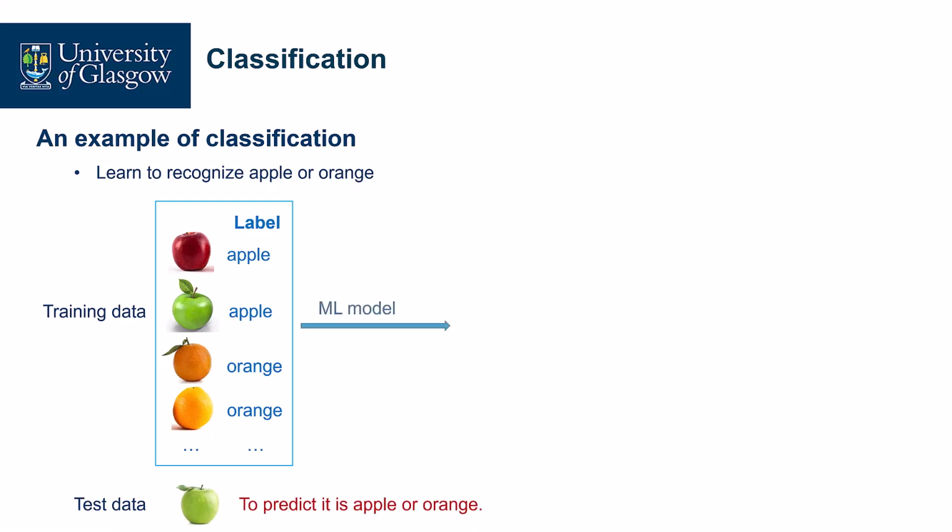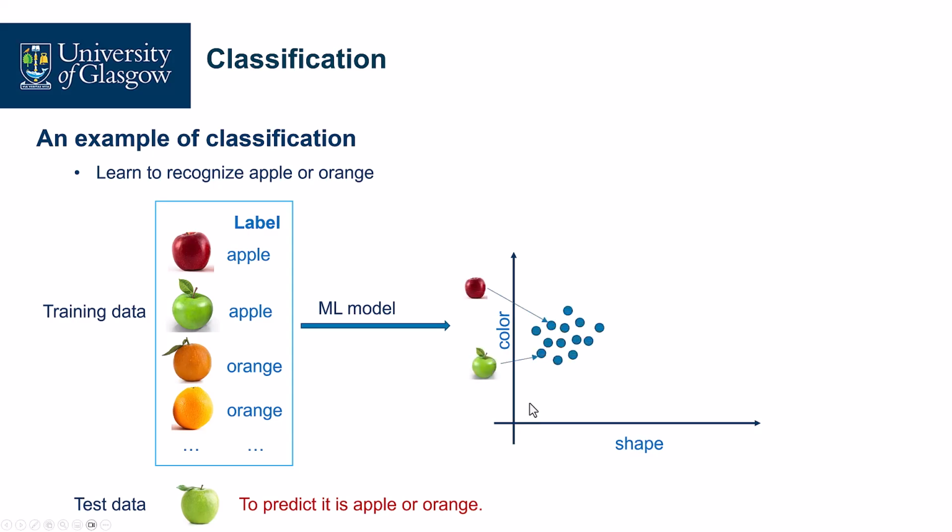Then we will select a machine learning model. We can see the features. We extract the shape and color as 2 features. Then we will have a category 1 and category 2. We use apple and orange, so we can describe their shape and color.